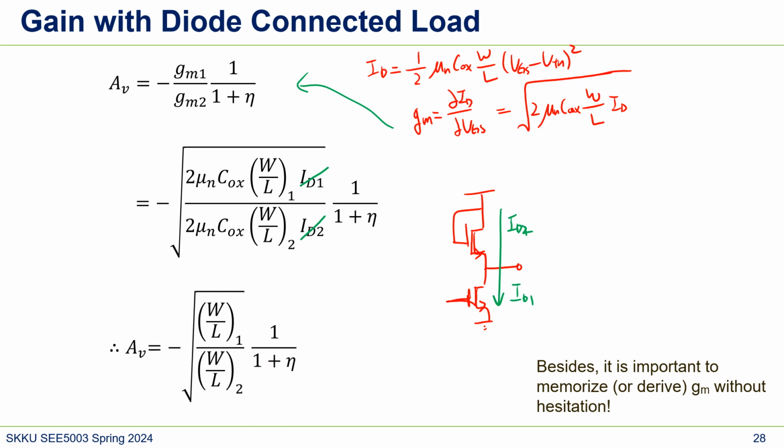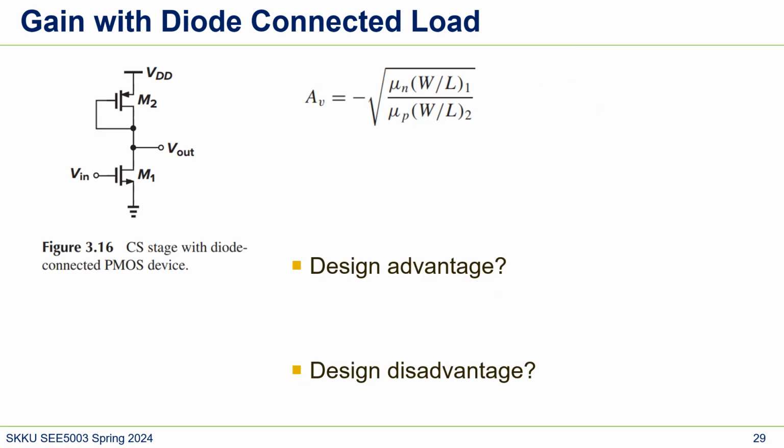And then if you also, let's say, just ignore body effect, then it just goes out, right? This equation has some interesting characteristic. So Av was, W/L1 and W/L2, right? This is when NMOS and NMOS, right?